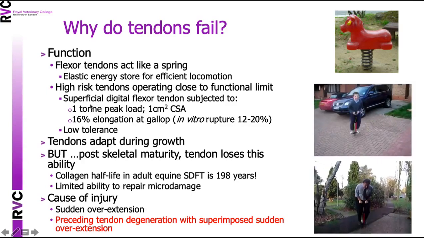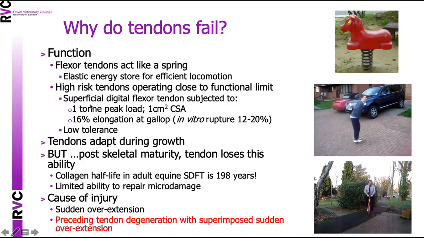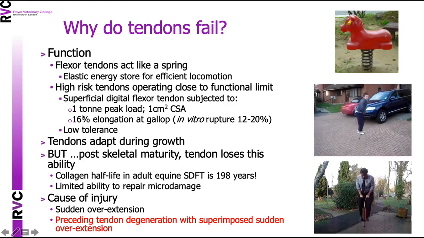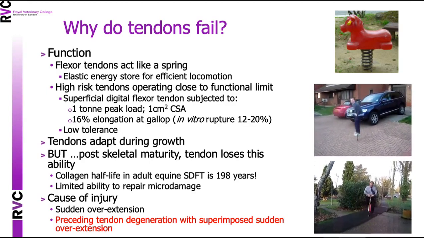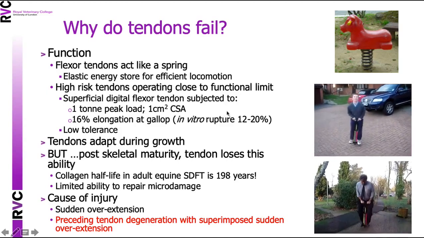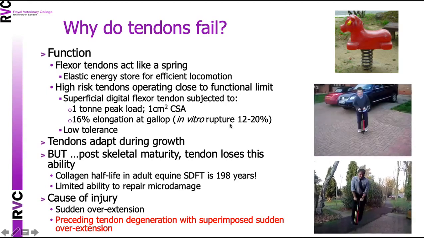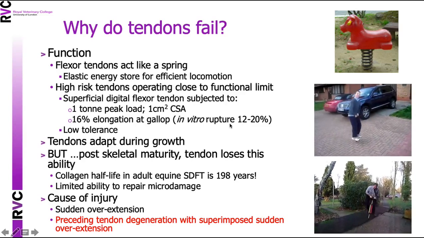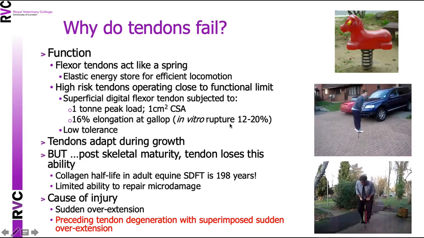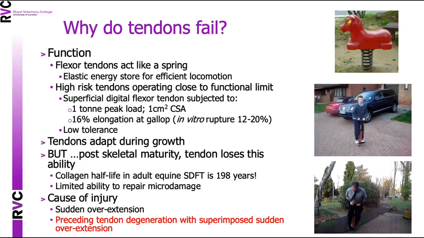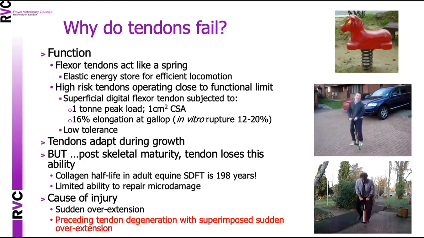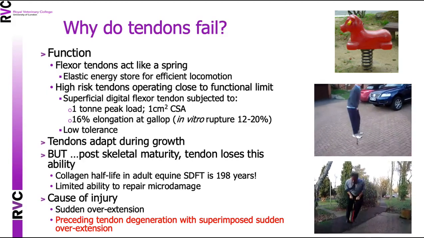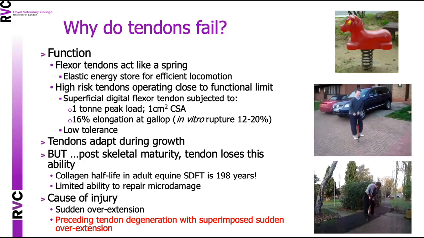In addition, this tendon, in order to store this energy, stretches by a large amount. In fact, it's been measured to stretch by 16% when the animal is galloping. And that actually is right in the middle of the range where we see these tendons rupturing if we take them out and pull them apart in the materials testing apparatus. In other words, there's very low tolerance in the system. So as a result, it's not surprising that overload will result in tearing of the tissue relatively easily.